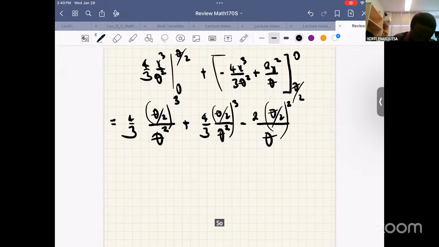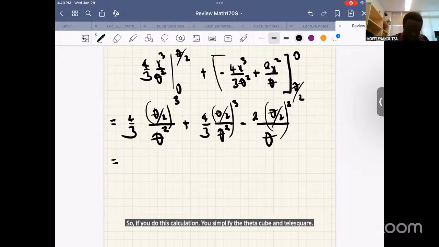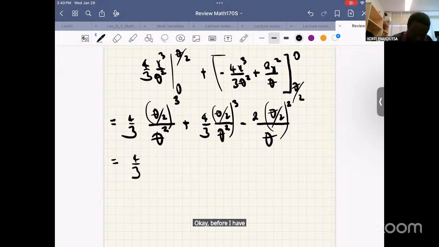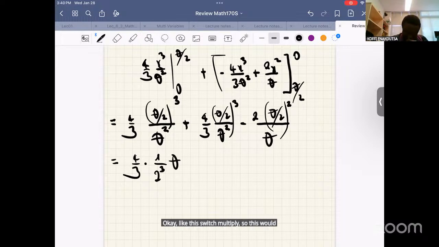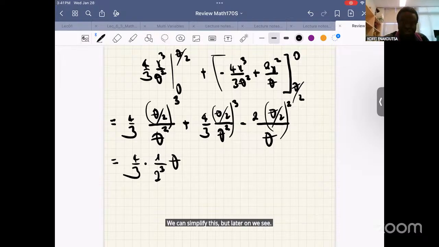So if you do this calculation, you'll simplify the theta cube and theta square. Here I have 4 divided by 3, and this will be 1 divided by 2 to the cube, which multiplies theta. We can simplify this later on. So the same value that we have, is it? So I have 0 here with the minus sign. I come with a positive sign.